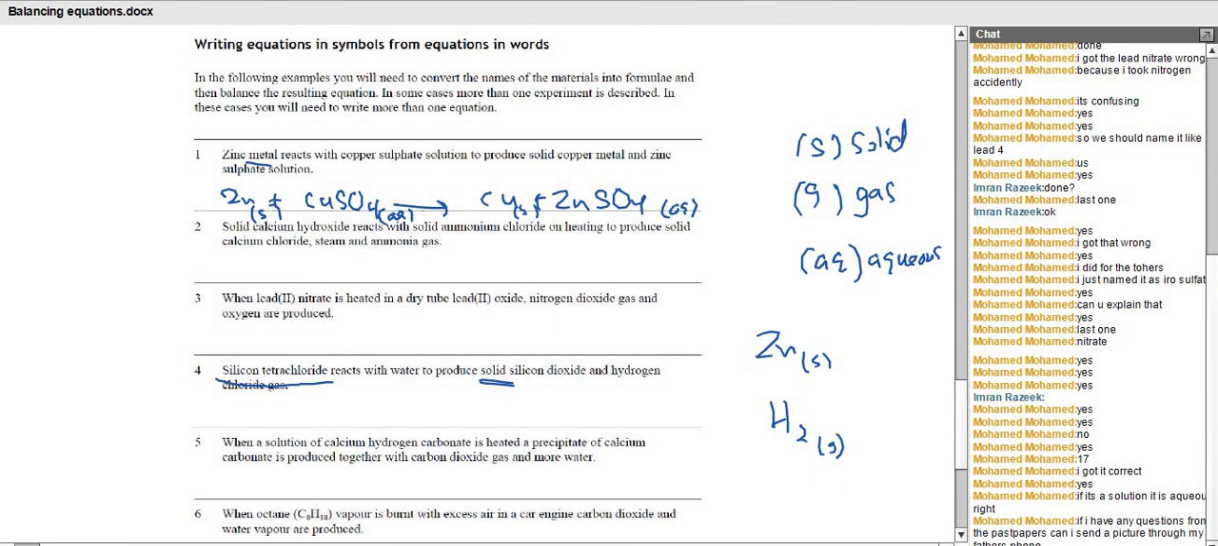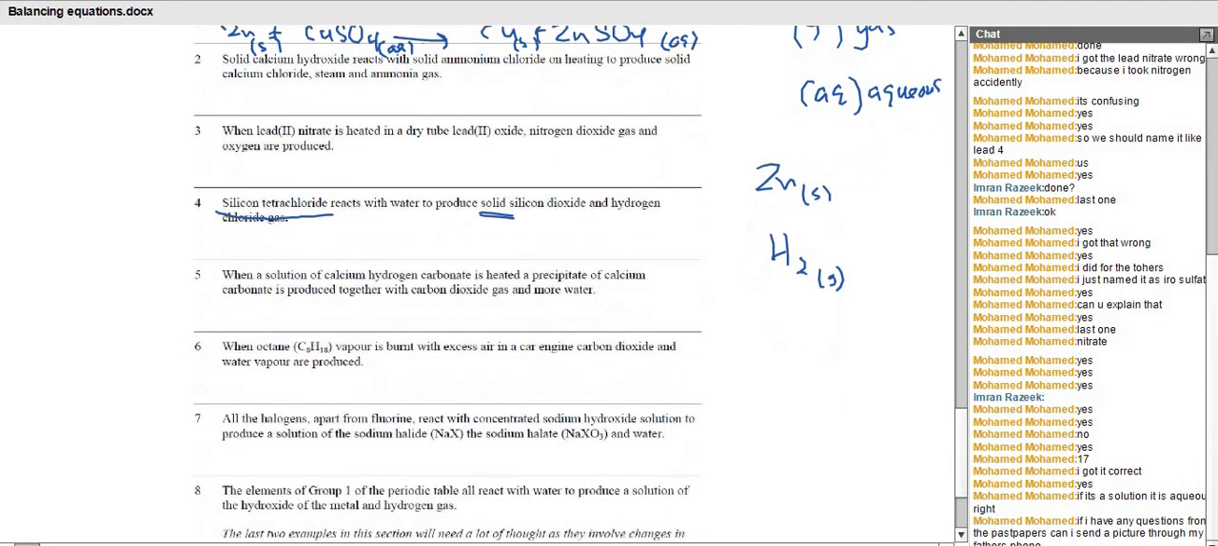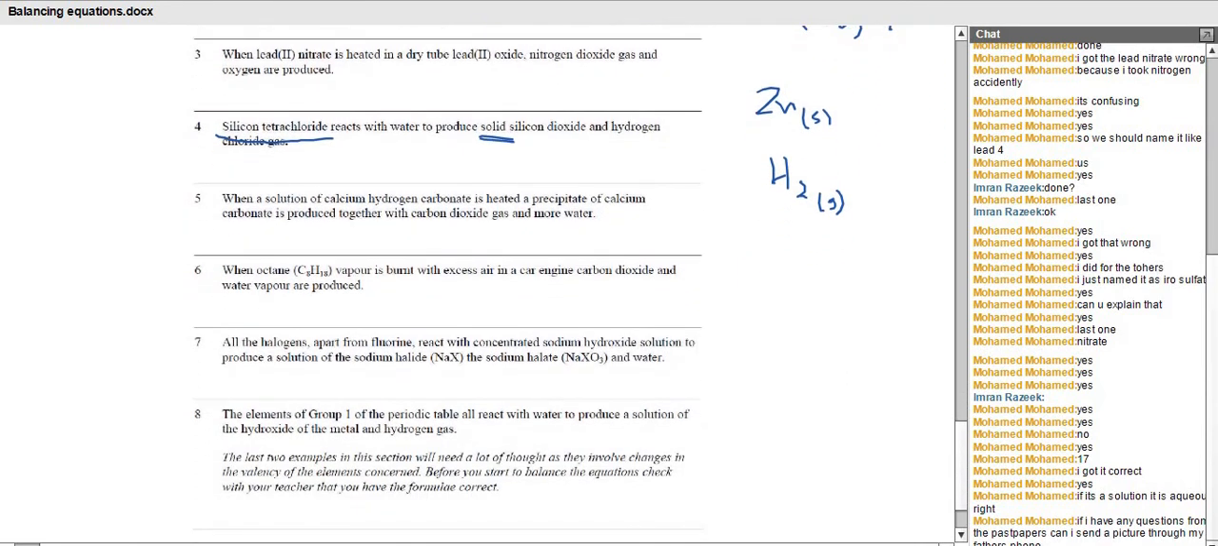Yes, of course you can send the pictures. I will attend to that. You can send it through WhatsApp. Okay. WhatsApp or Viber, it's fine.